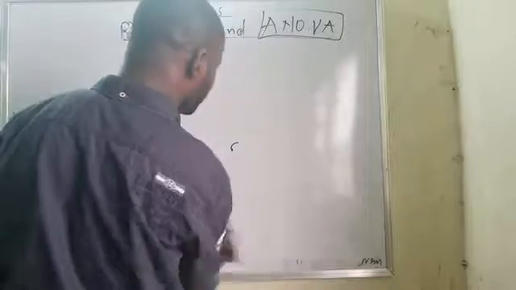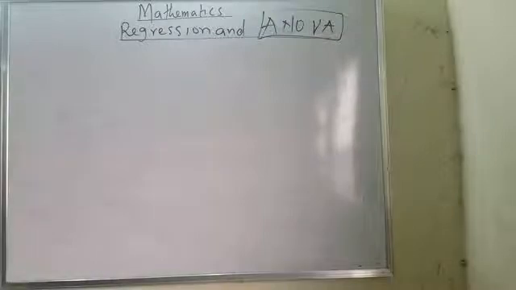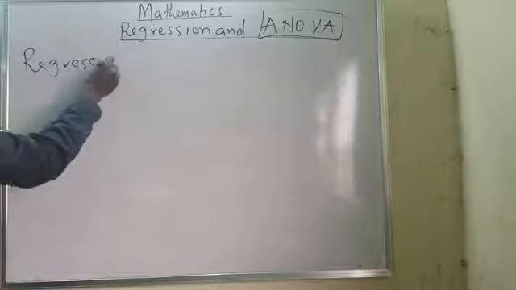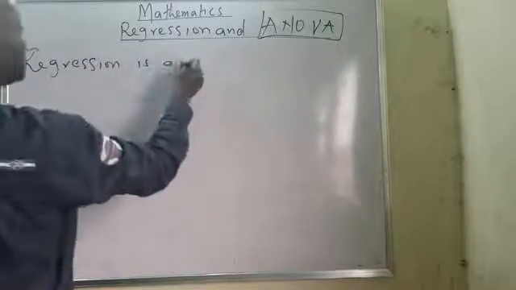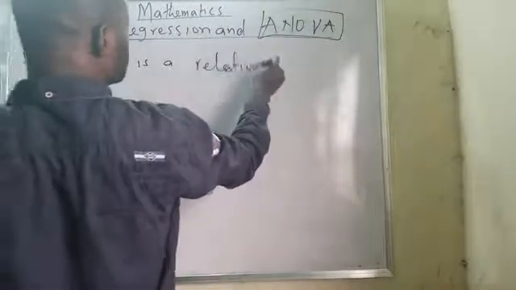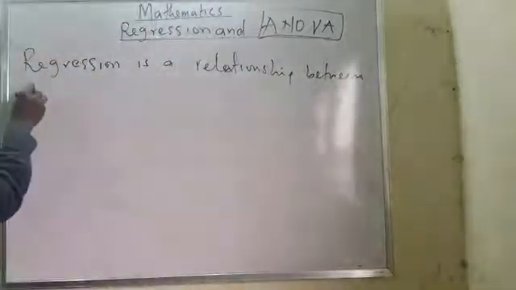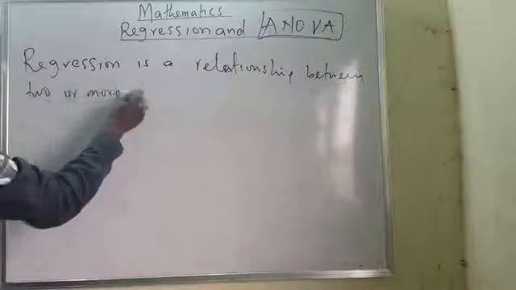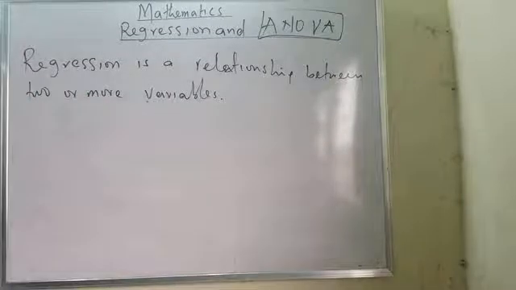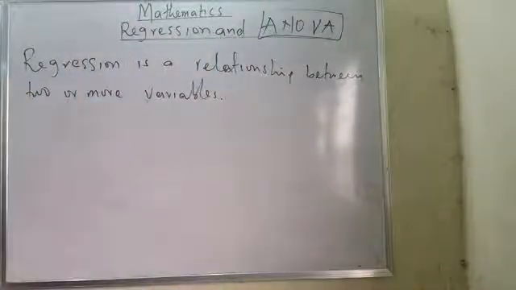Now, when we talk about regression, we are talking about the relationship between variables. Regression is a relationship between two or more variables. That is what is called regression.